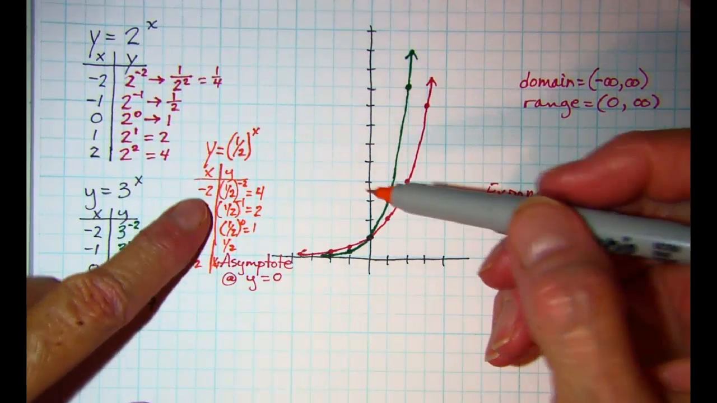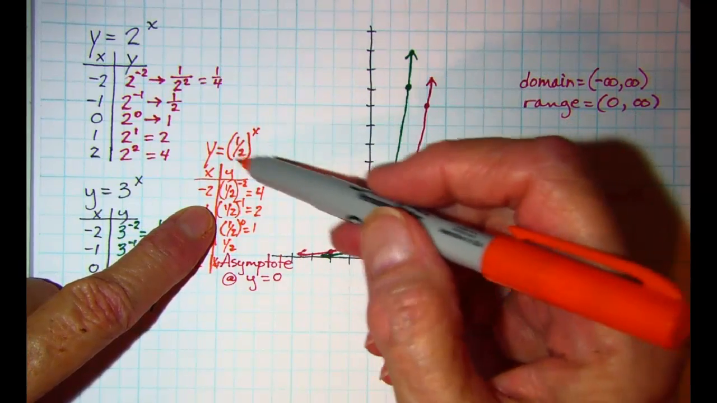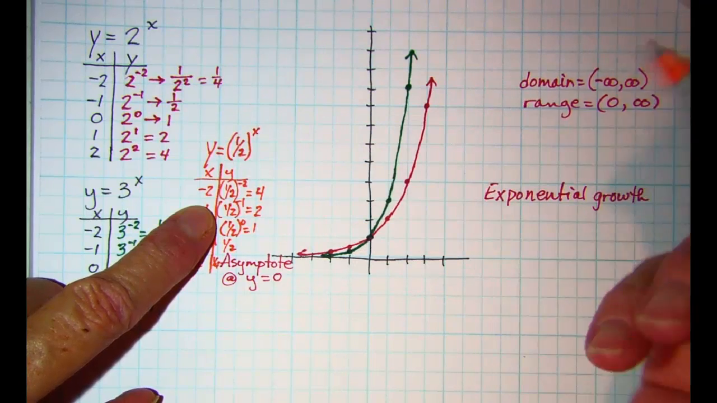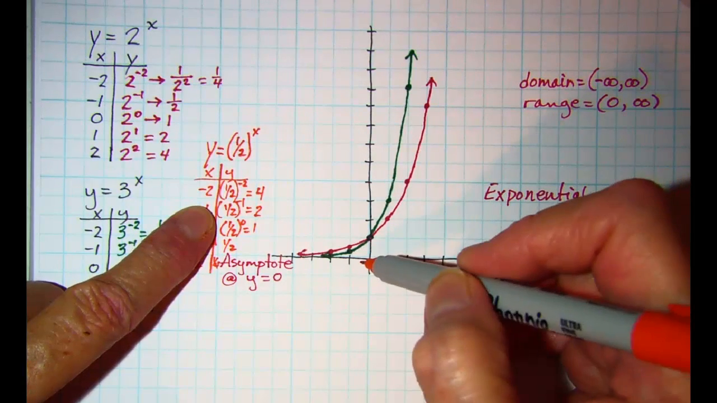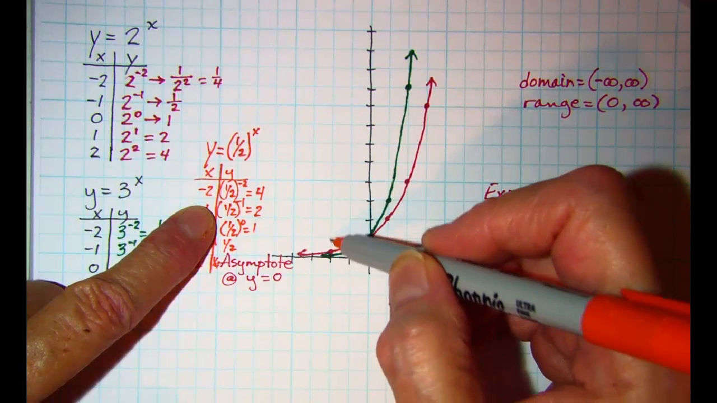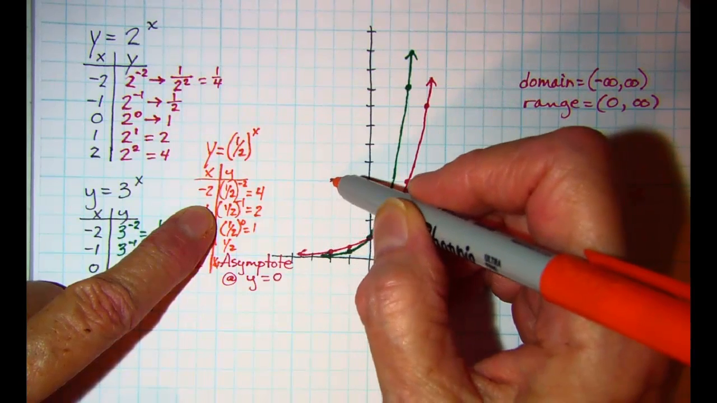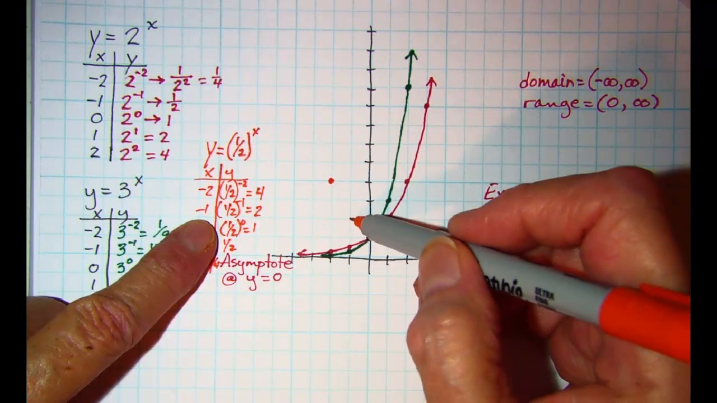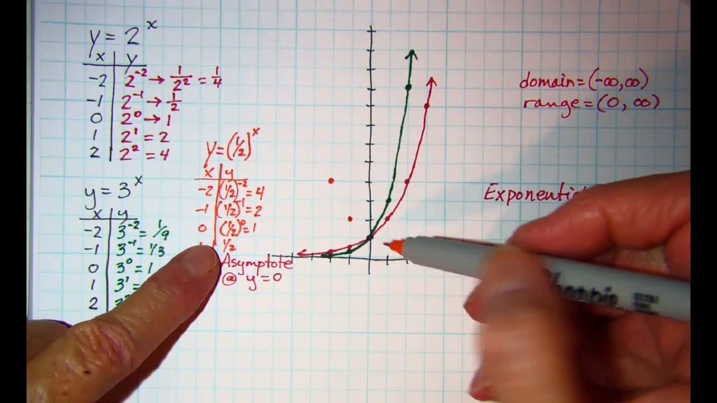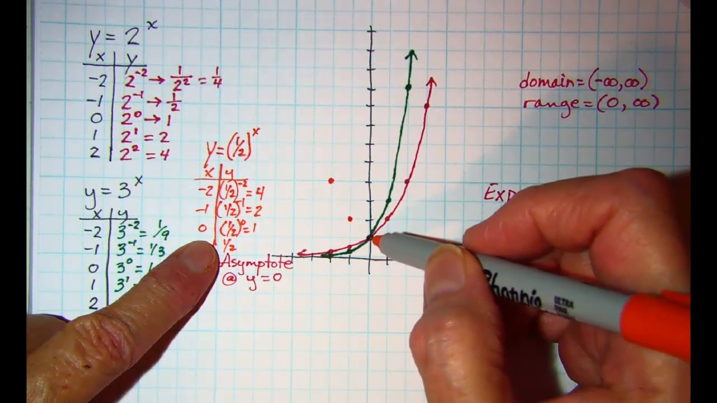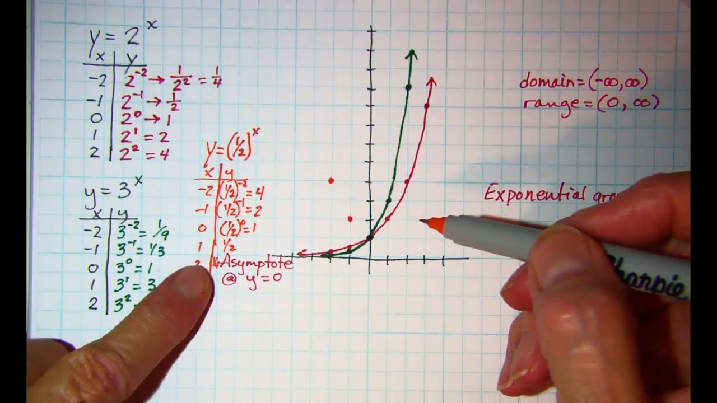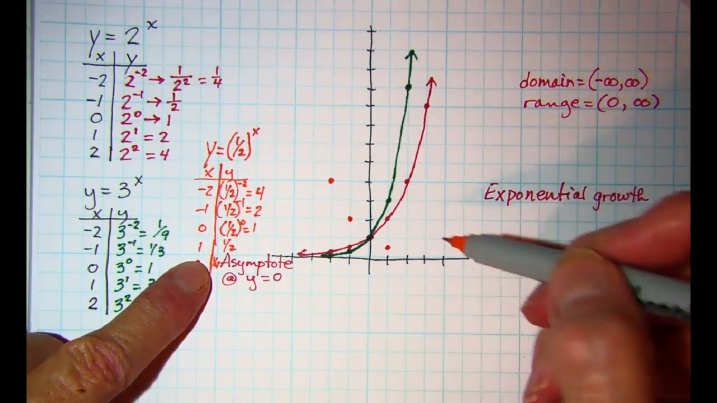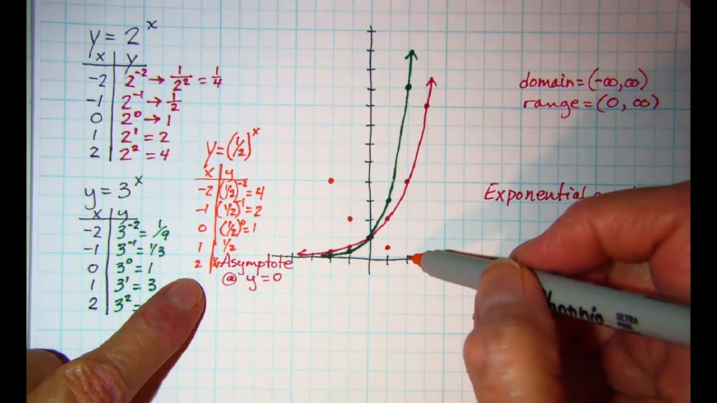Let's graph these points and see how this base that's a fraction compares to the whole number base. When x is -2, I have 4. -1 is 2. 0 is 1, so again they share that same point. When x is 1, y is 1/2. And when x is 2, y is 1/4.